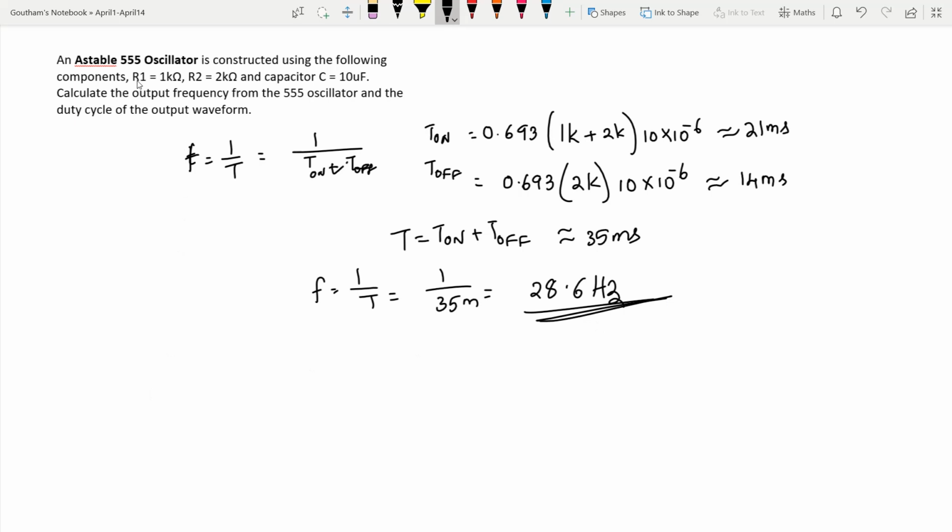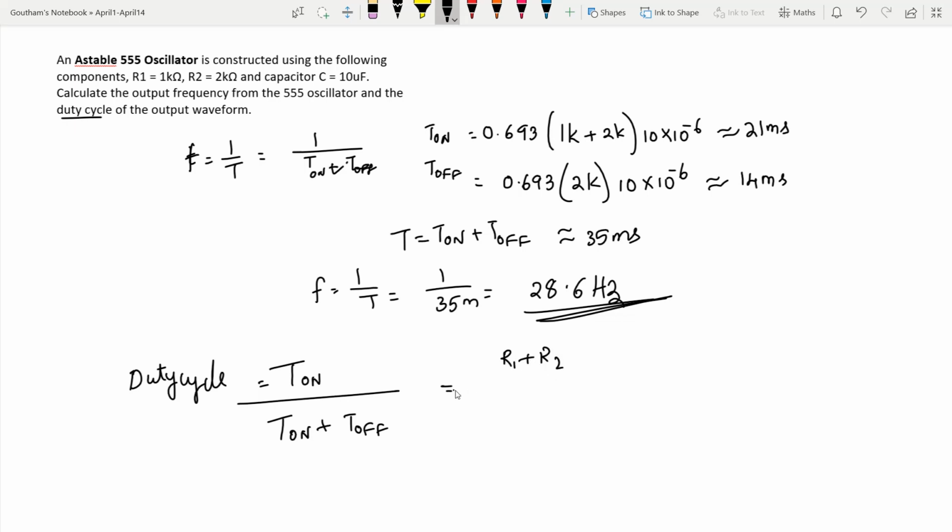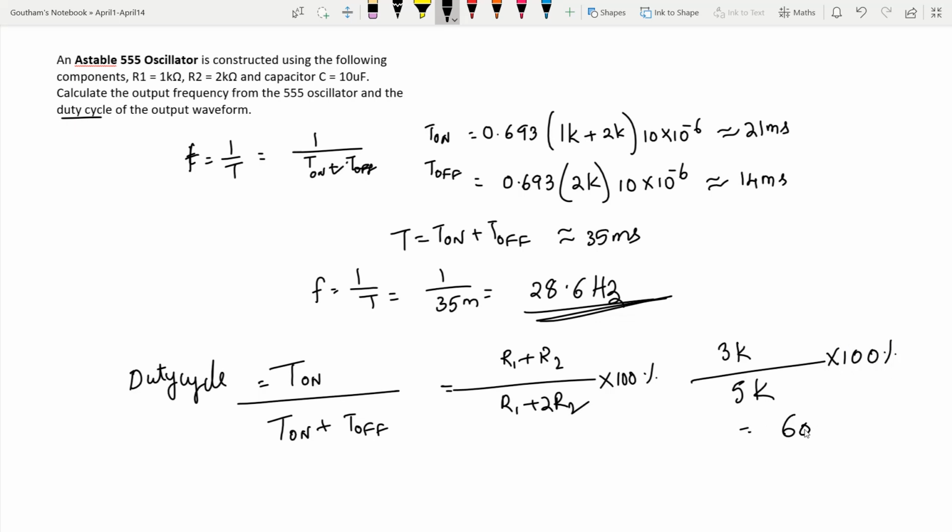And what else is asked? Duty cycle was also asked. I have given the formula. Duty cycle is T on by T on plus T off, and that formula is R1 plus R2 by R1 plus 2R2 into 100%. If I plug in the numbers, R1 plus R2 is 3K. 2R2 is 2 into 2K, which is 4K. R1 is 1K. 4K plus 1K is 5K. Into 100%, this will give me around 60%.